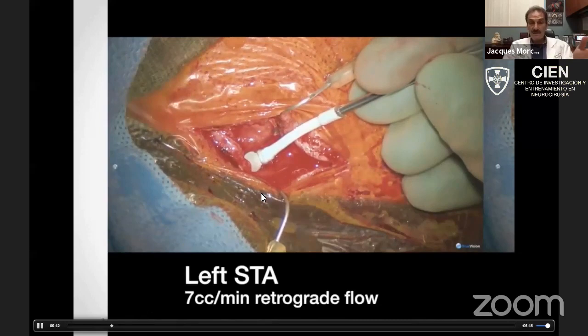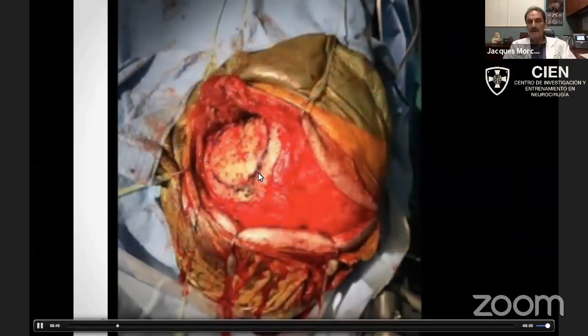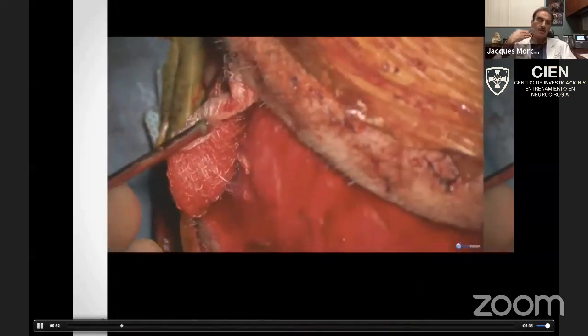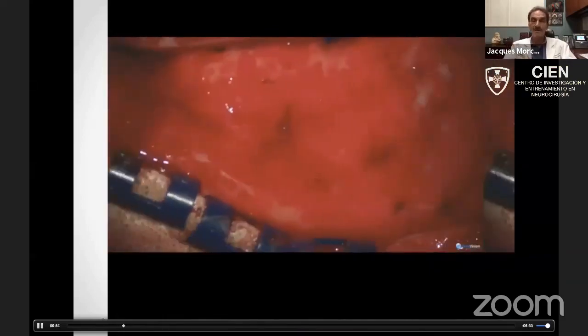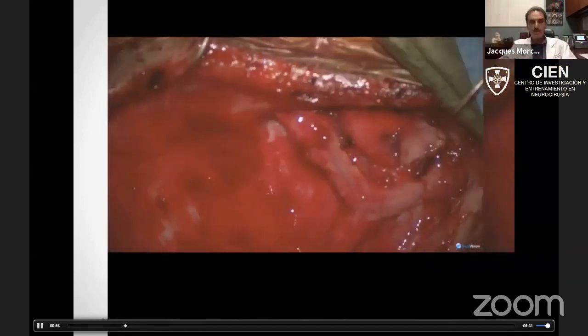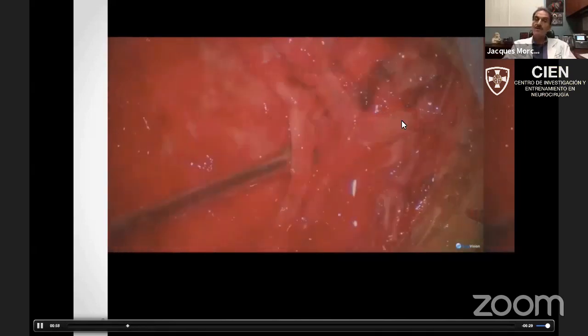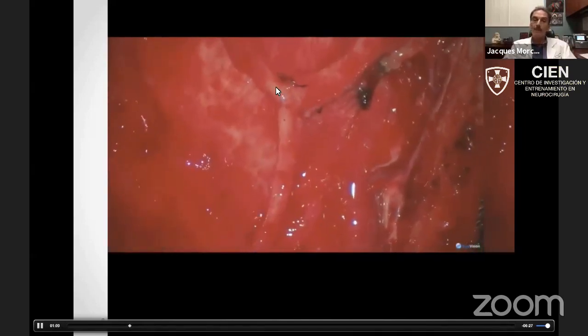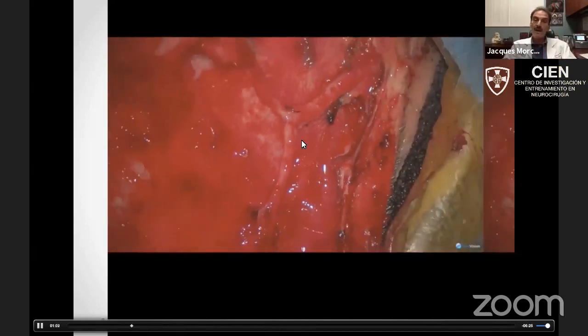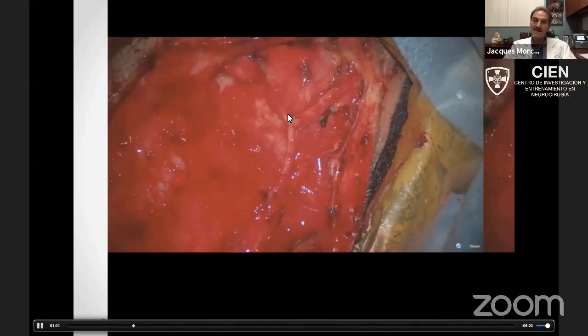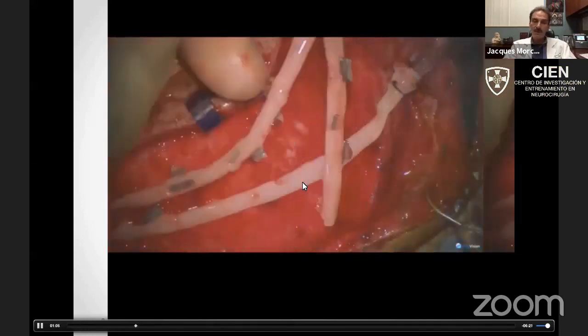Here, this is a side where the STA is very poor, only 7 cc per minute. I thought I'll try, but that's terrible flow. You cannot use it because of the occluded common carotid. You see, you do a side-to-side incision. This is a good STA of the opposite side. Where do you do your arteriotomy? You do it right here at the bifurcation of the STA.